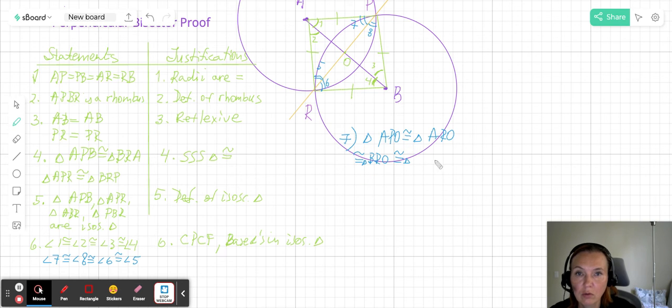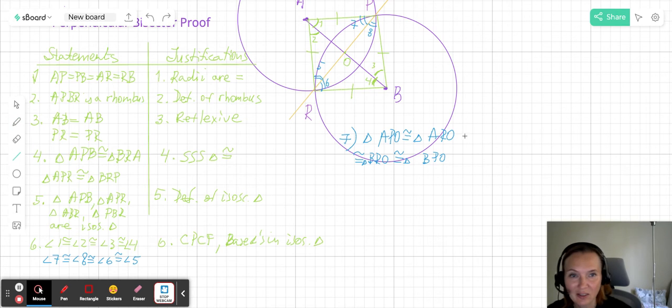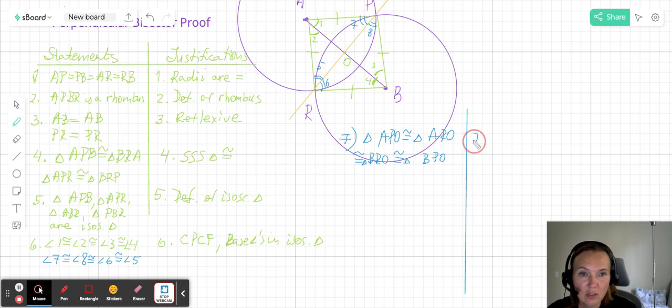And also congruent to triangle BPO. And why is that so? Our justifications. Okay, I'm sorry, I need to do a line here. I cannot see this. Okay, it's much better. All right, back to the pen. So the justification is because of angle, side, angle, triangle congruence.